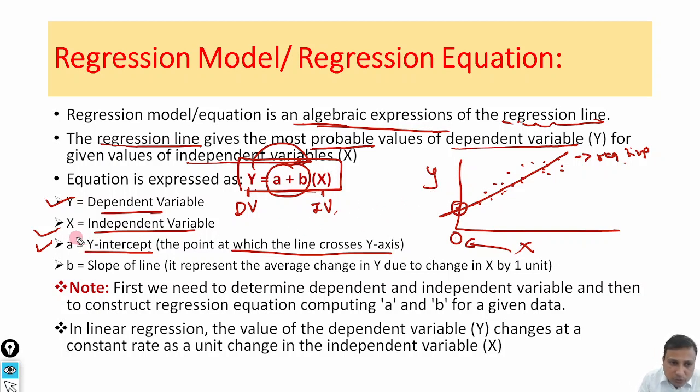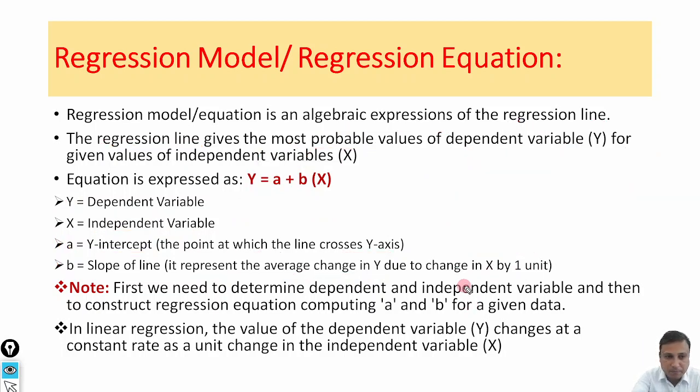So we are not going to talk much on this a, but we are more interested in this b, because it represents the slope of the line. Moreover, it represents the average change in y due to a change in x by 1 unit. So what actually does that mean? That we'll see with one example.